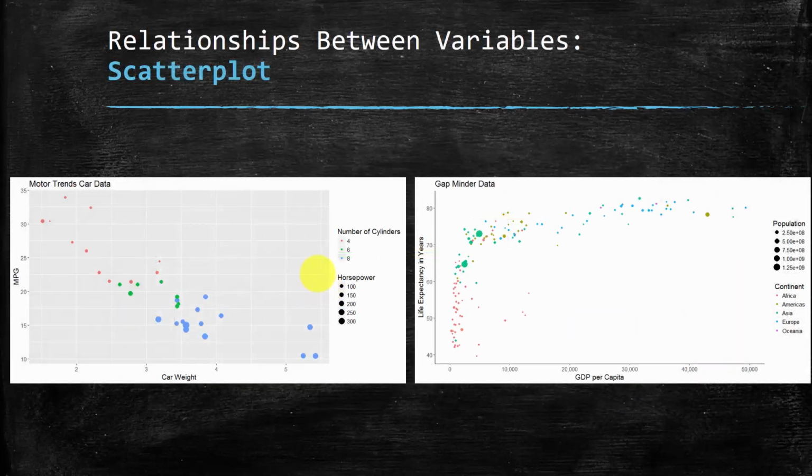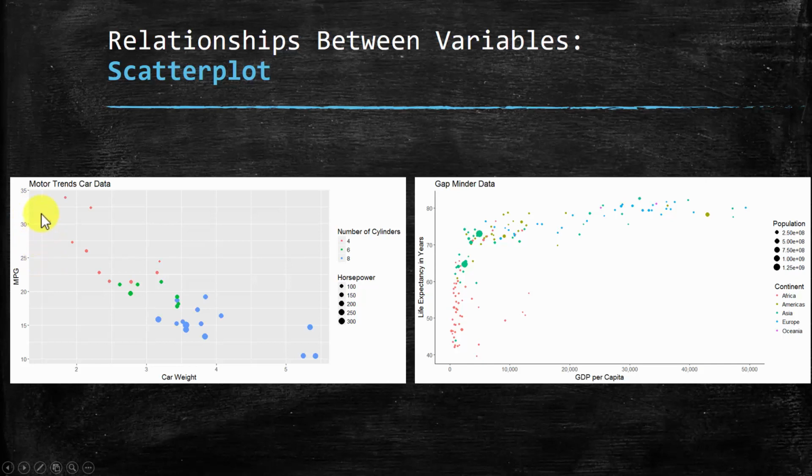Okay, so now we're going to move on and look at graphs where instead of just looking at a single variable or a single variable by group, we're going to look at at least 2 variables. Here we're going to talk mainly about scatter plots. In a scatter plot, you're using the x-axis to represent one variable and the y-axis to represent another variable, so you can see if there's a relationship.